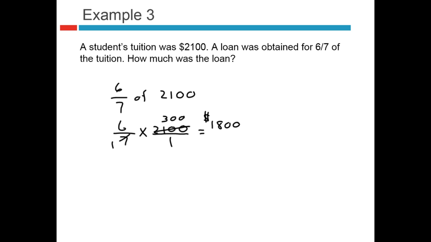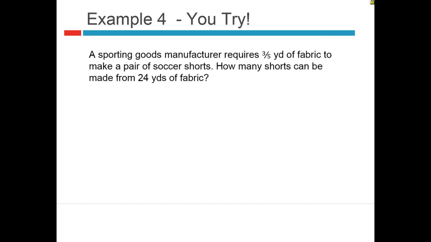Let's look at one more, but I'd like you to try it this time. A sporting goods manufacturer requires 3/5 yards of fabric to make a pair of soccer shorts. How many shorts can be made from 24 yards of fabric? Give this a try, and then we'll go through it together.